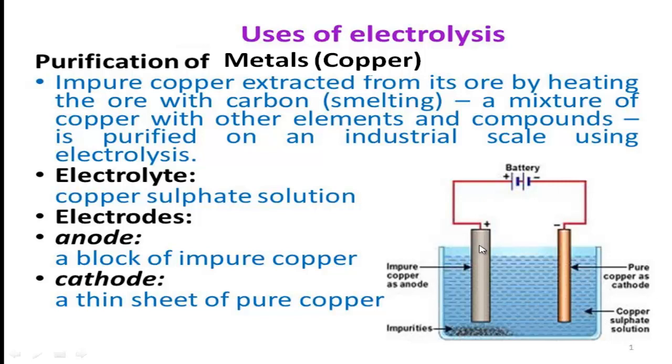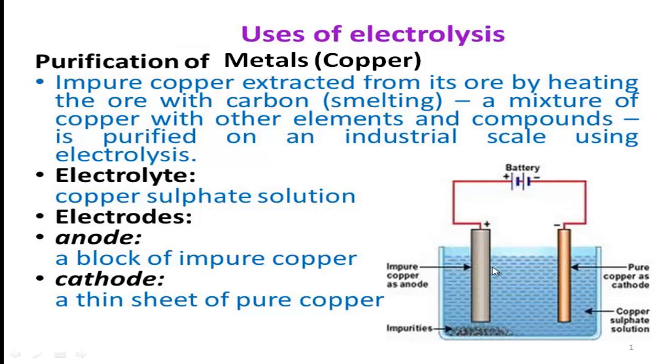Now here as electrode you have to use impure copper which you want to purify. That impure copper you have to use here as anode. That means you have to connect impure copper with the positive part of the battery, and pure copper bar you have to connect with the negative end of the battery and use here as cathode.